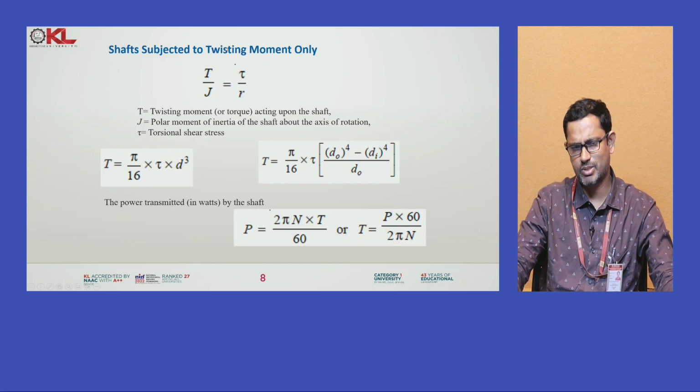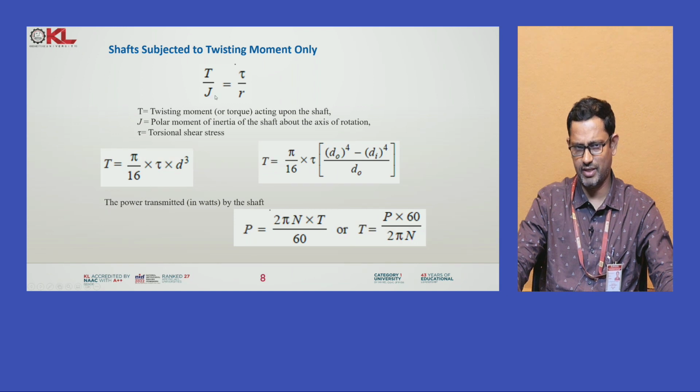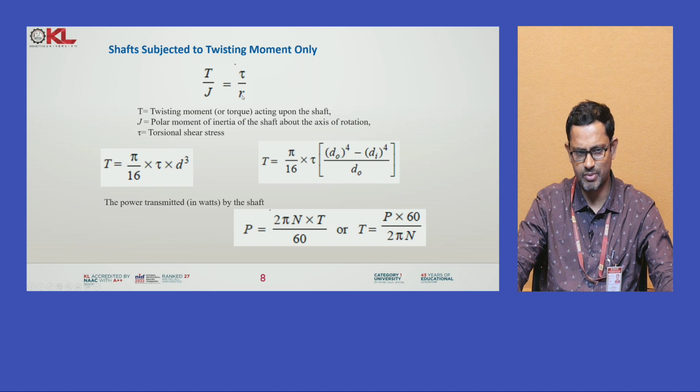Whenever a shaft is subjected to only twisting moment, we have to use the torsion equation. What is the torsion equation? T by J is equal to tau by R. Here T is the twisting moment, tau is the torsional shear stress, J is the polar moment of inertia. For a circular cross section, the J value is equal to pi by 32 d power 4. By substituting all the values in this equation, and R is equal to d by 2, we get the twisting moment is equal to pi by 16 into tau into d cube. This equation is for the solid shaft.